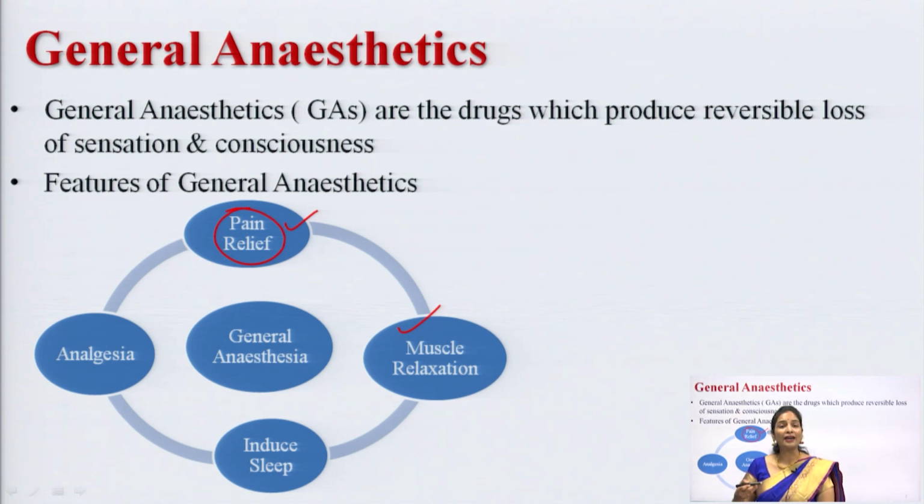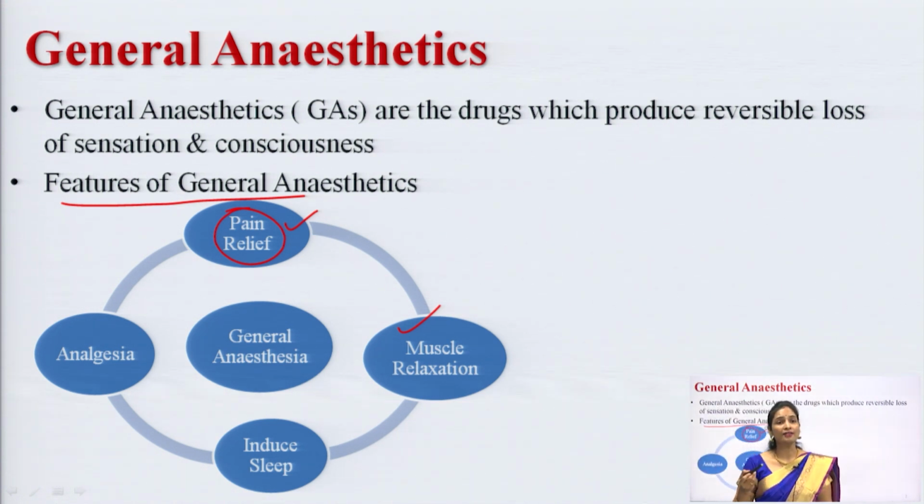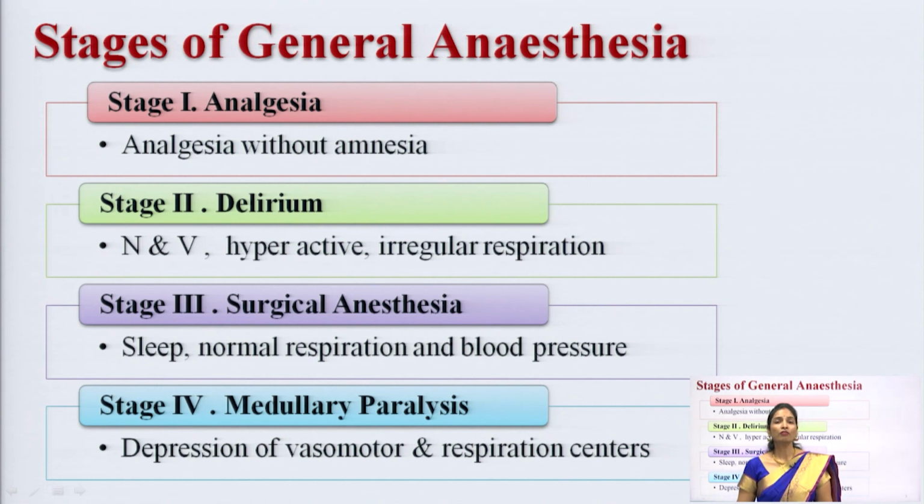It will produce the analgesic action. It will abolish some reflexes like somatic reflex and autonomic reflexes. So, all the reflexes will get abolished with the general anesthetic drugs. These are the features of a general anesthesia. First, it will relieve the pain and produce the analgesic action, it will relax the muscle, it will induce the sleep, and it will abolish the reflexes like somatic reflex and autonomic reflex, right. Now we will move to the stages of general anesthetics.